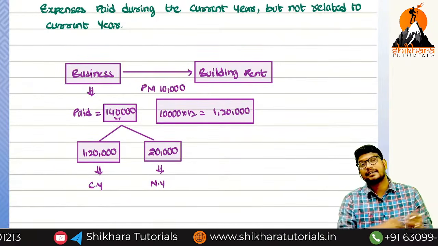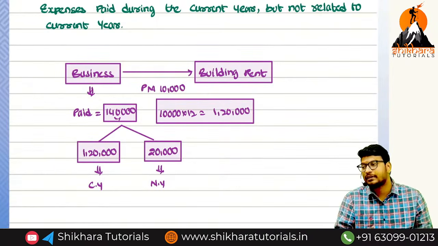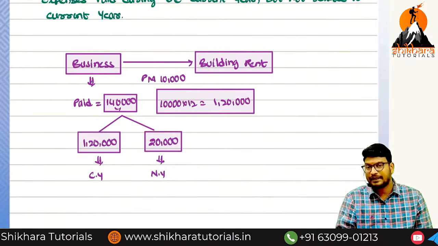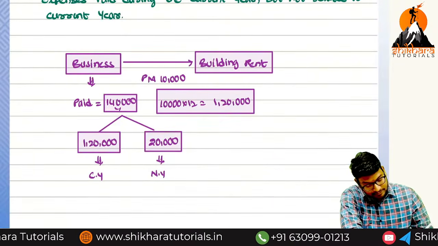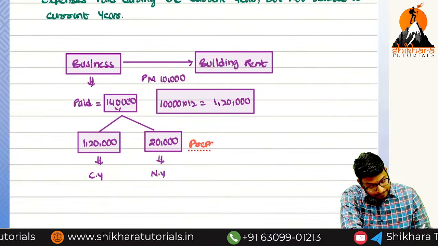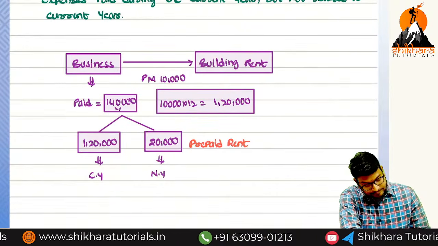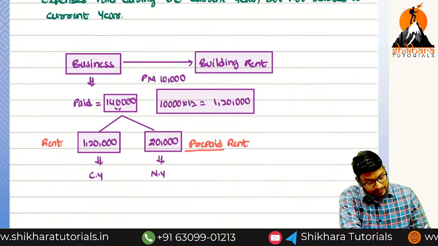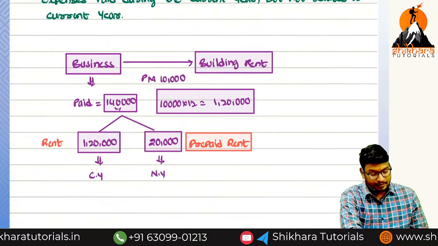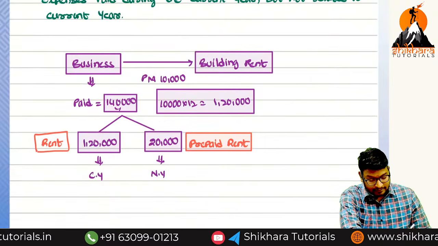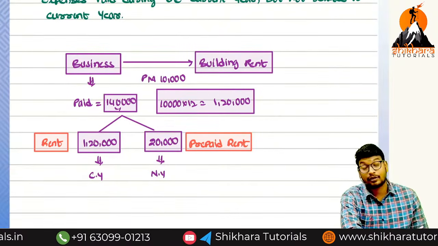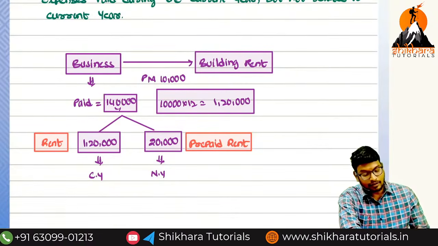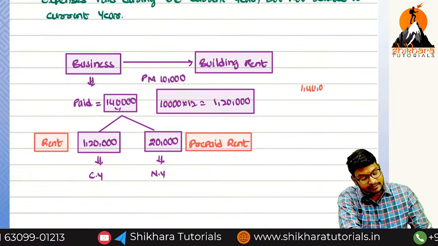That means in the next year, for one month we need not pay rent. Even if you do not pay that one month, nothing will happen. So this 1,20,000 we call only rent, and this 20,000 we call prepaid rent. We have to bifurcate. If you do not bifurcate the rent and the prepaid rent, what will happen? We will book a total of 1,40,000 expenditure in the current year.